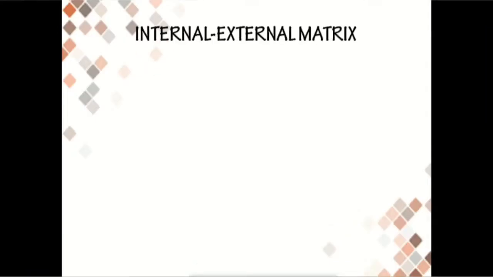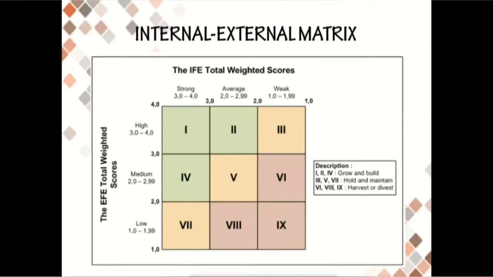The next is the Internal-External matrix. The IE matrix can be divided into 3 major regions that have different strategy implications. First, divisions that fall into cells 1, 2, or 4 can be described as grow and build. Intensive or integrative strategies can be the most appropriate for these divisions.